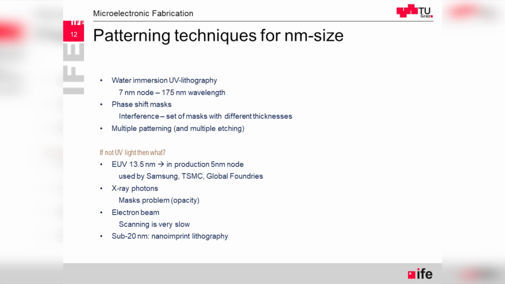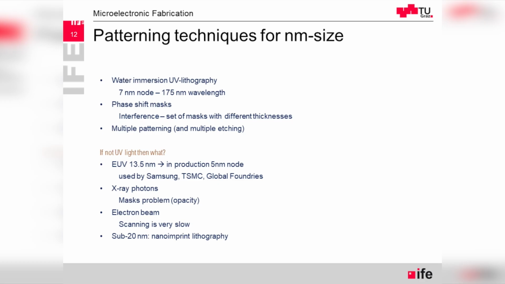And if not ultraviolet 175, or actually 193, sorry, wavelength, then what alternative do we have? Since recently we have in production, starting this year, 5 nanometers, 2022 for those that listen on the video. That will soon change. There is extreme ultraviolet, 13.5 nanometers. This is already used by Samsung, TSMC, and Global Foundries.